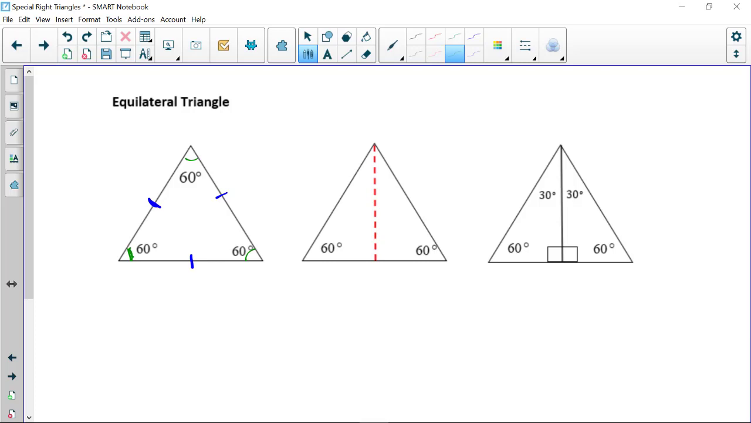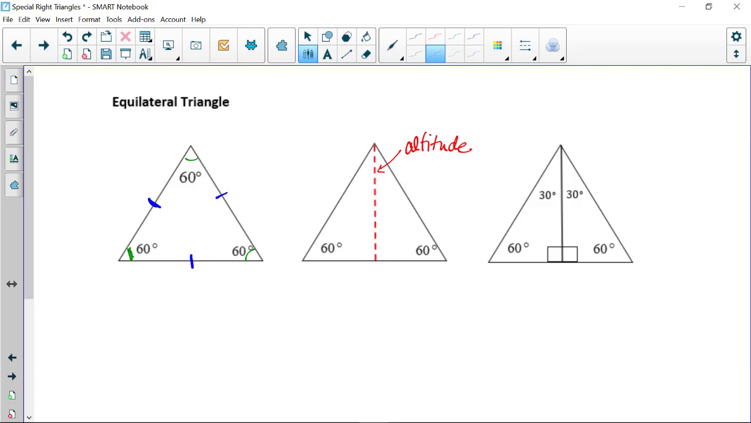So if I take 180 and divide by 3, I get each of those angles is 60. So it's equilateral and equiangular at the same time. So what I'm going to do is drop down an altitude, or basically a segment that goes from one vertex to the opposite side.